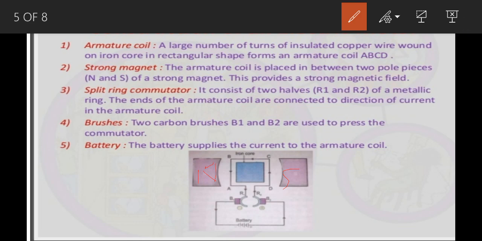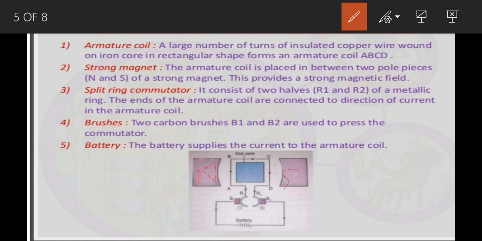This is a magnet. Then the third one is about the split rings or a commutator. These split rings are the 2 halves of a metallic ring. One ring is converted into 2 halves. The ends of the coil are connected to the 2 halves of the split rings. The inner sides of these halves are insulated and attached to an axle.